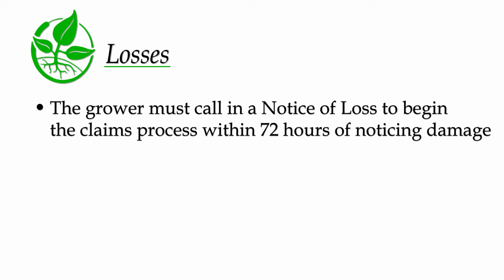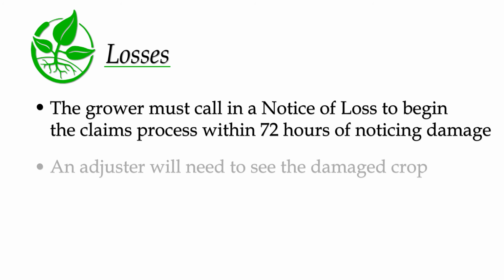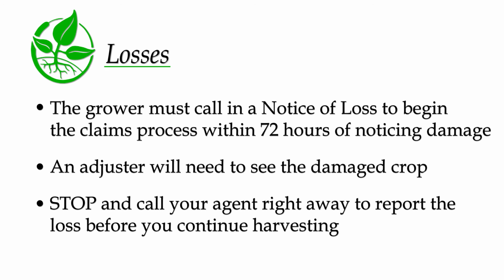Losses. Let's talk about losses. The grower must call in a notice of loss to begin the claims process. Generally, it is your responsibility to call your agent within 72 hours of when you notice the damage. If you notice a loss while you're harvesting, then an adjuster will need to see the damaged crop. In this case, you need to stop and call the agent right away to report the loss. The adjuster will call you and let you know what you need to do, and then you can continue harvesting.